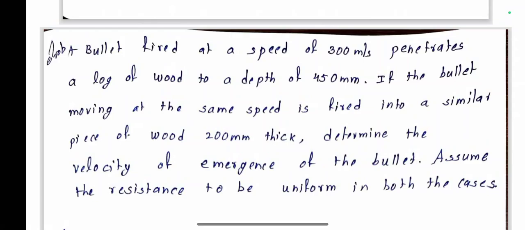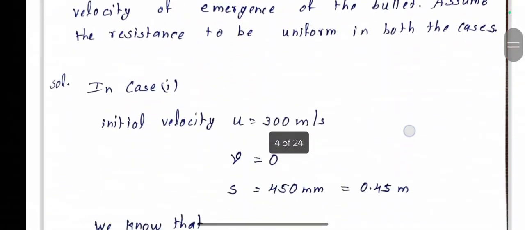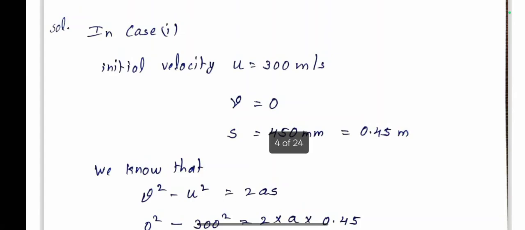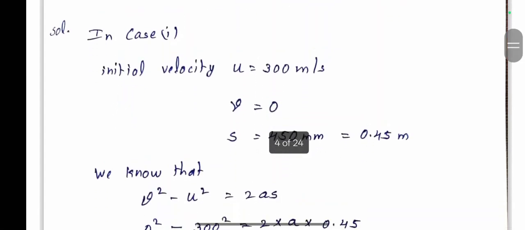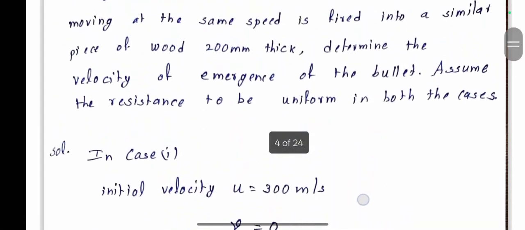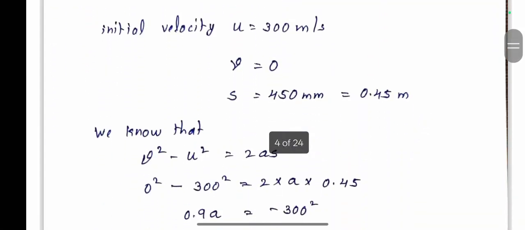So first we take case 1. Case 1, initial velocity u is 300 meters per second. Final velocity v is equal to 0 meters per second. Why? Because it came to rest. Next, the distance covered s is equal to 450 mm, which is converted into meters, 0.45 meters.